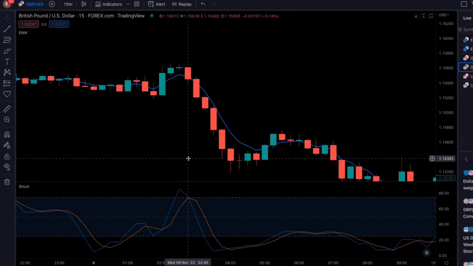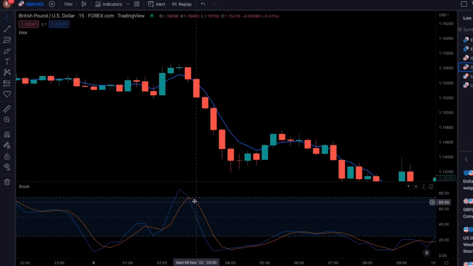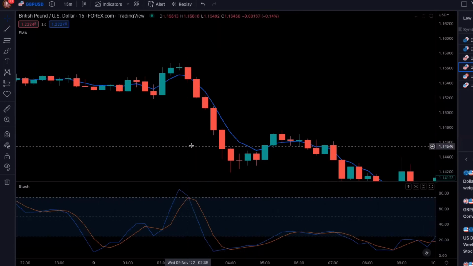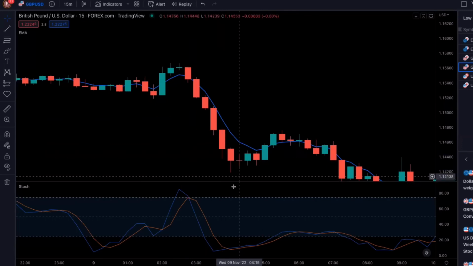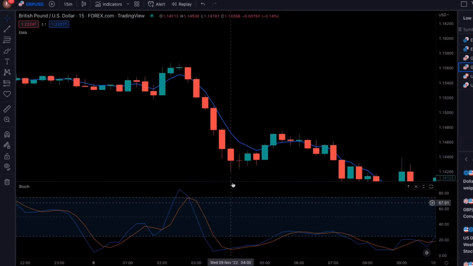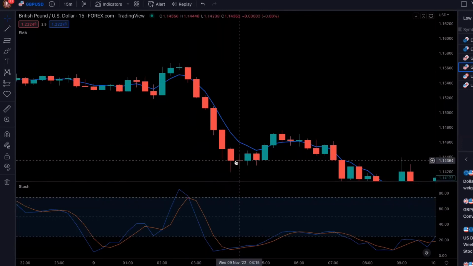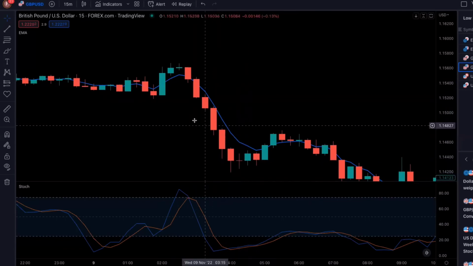So when that happens, the stochastic is in the channel, right? 75 to 25. The crossover happens in the channel. Get in and then get out, right, of this trade. So you enjoy that swing all the way down. I'll show you guys another example too.